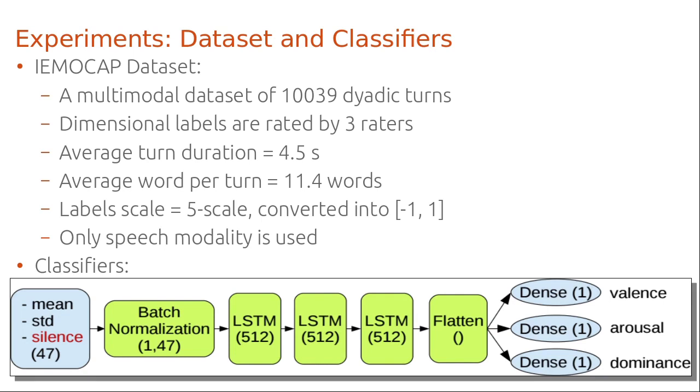And for the classifier, we stacked 3 LSTM layers together, and the last LSTM is flattened and then split into 3 dense layers to represent valence, arousal, and dominance. So the output is the degree of valence, arousal, and dominance. For the input, we use different acoustic feature sets with and without silence to observe the difference in performance.